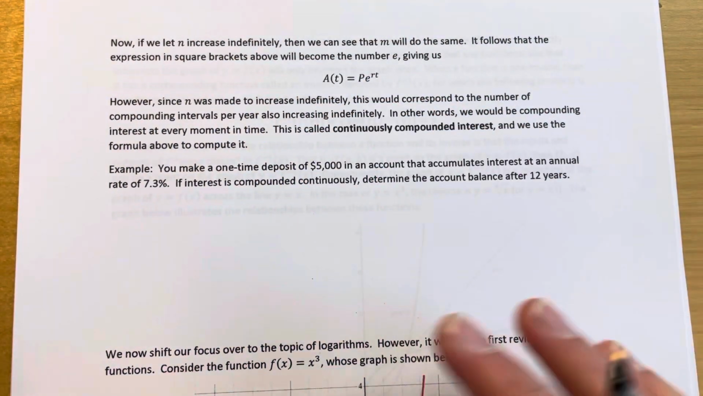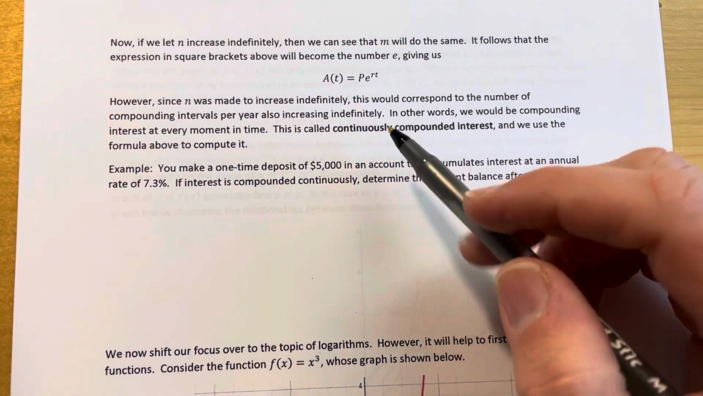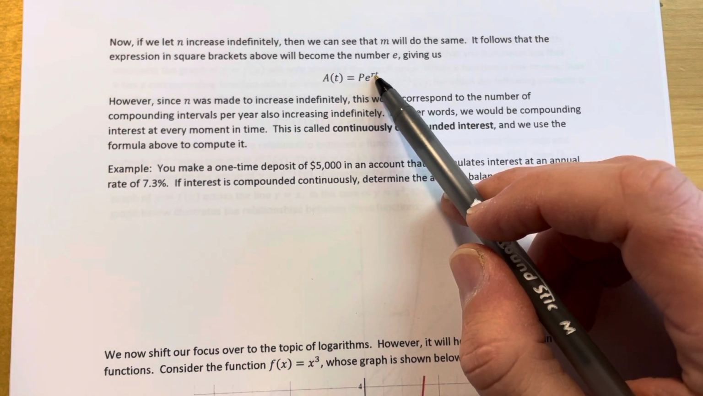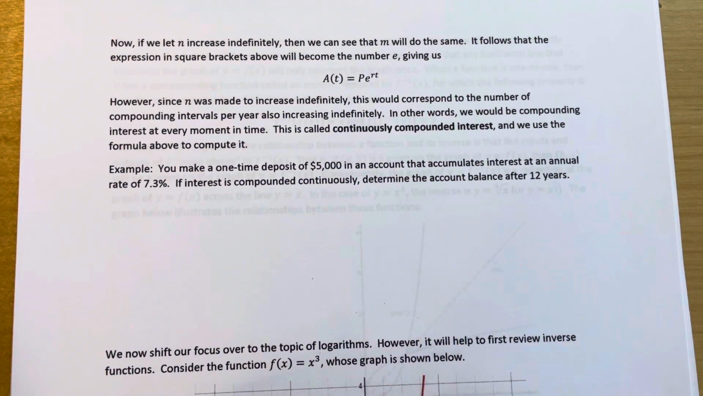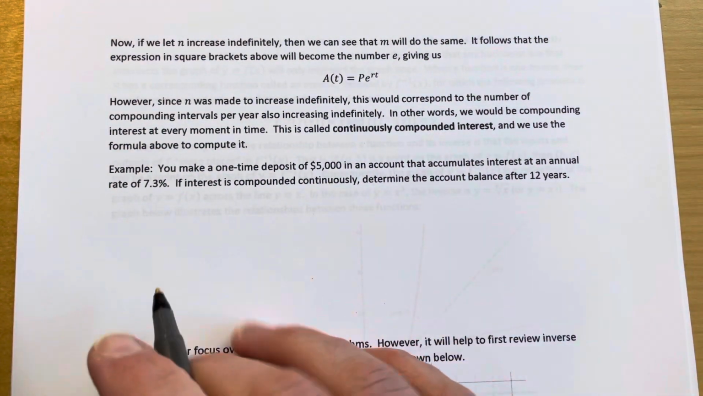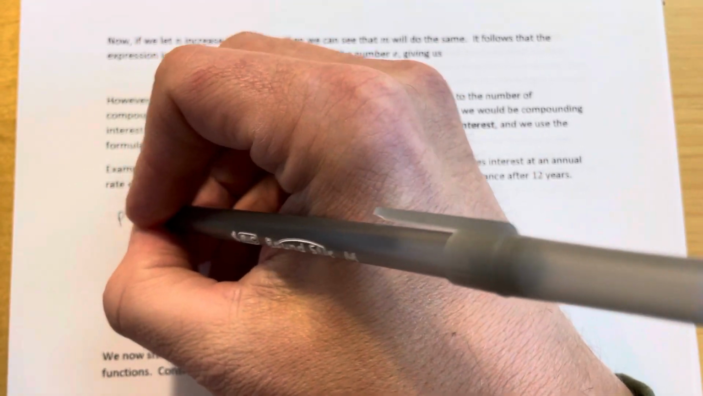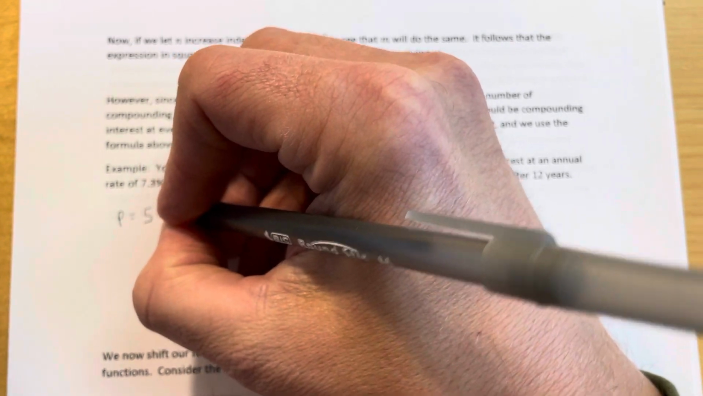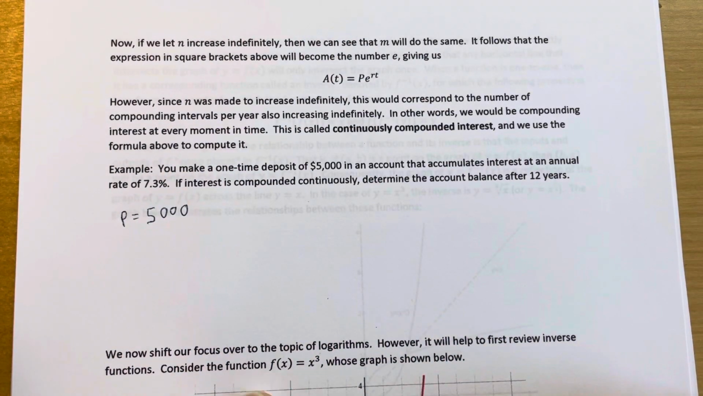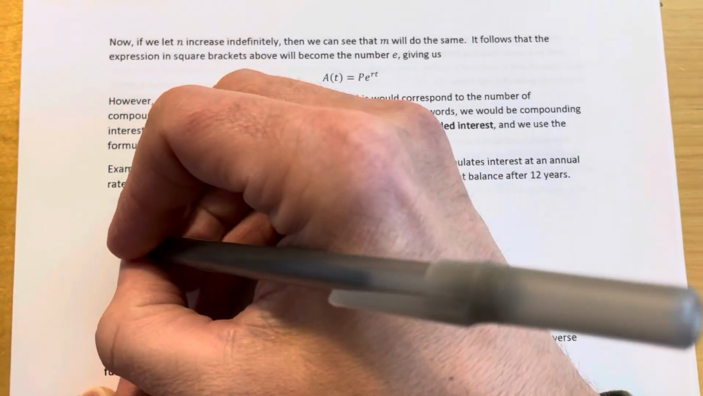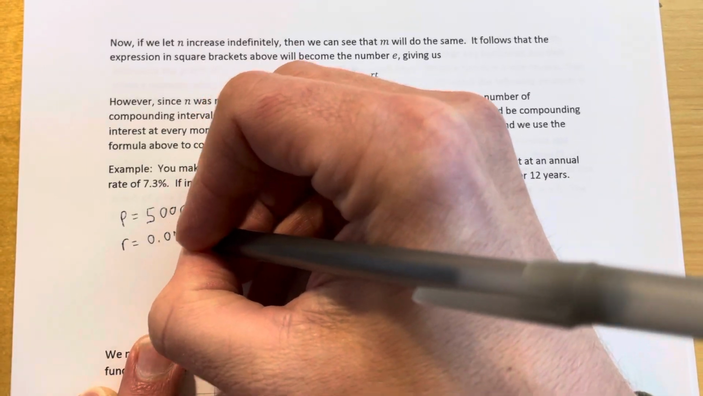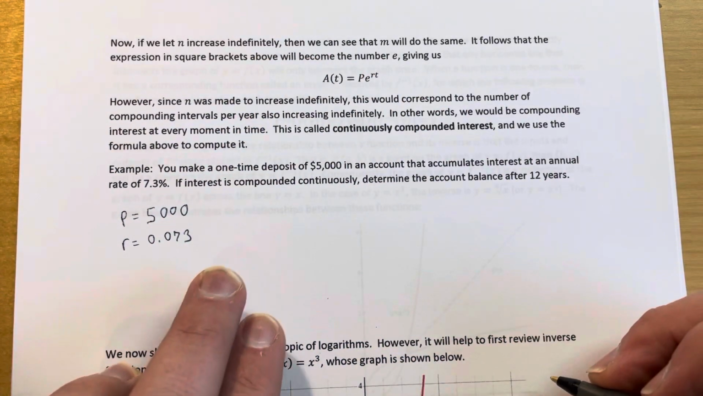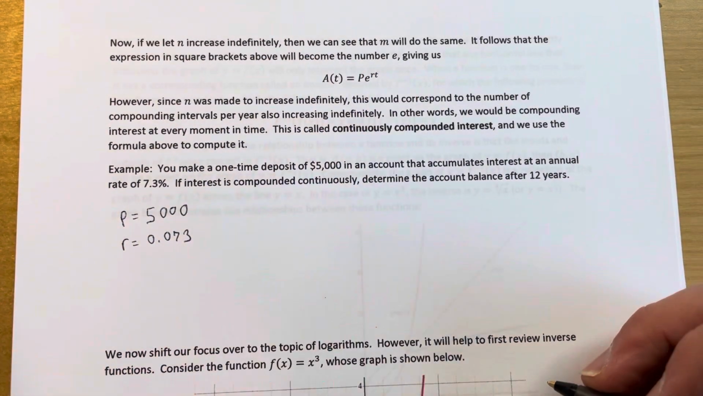So in fact, before I get to that, let's get all the information down. We need P, we need R, we need T. E is a number, it's a constant. There's nothing to plug in for E, okay? So P is my initial investment, my principal, 5,000. What is R? Well, R is the interest rate, but as a decimal, 0.073. And then T is the number of years.